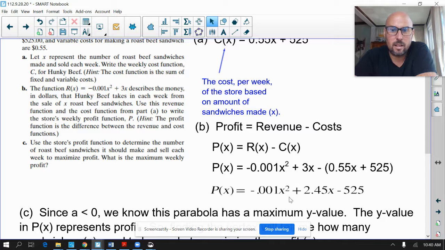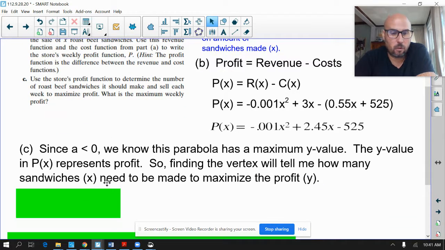This function represents the profit of this store based on how many sandwiches they sell. And it's a parabola with a as a negative, so that means it's facing down, which means it has a maximum, which we're probably going to have to find. Letter C, use the function, the profit function, to find out how many sandwiches they should sell to maximize the profit. And then tell me, what is the maximum profit?